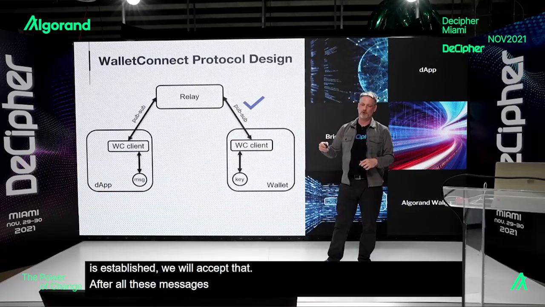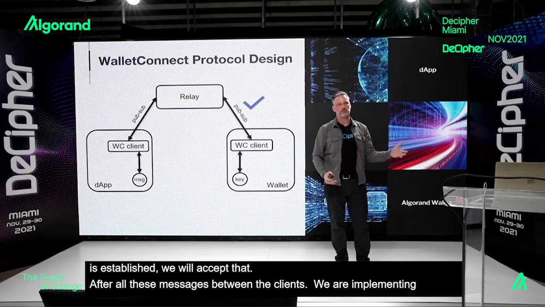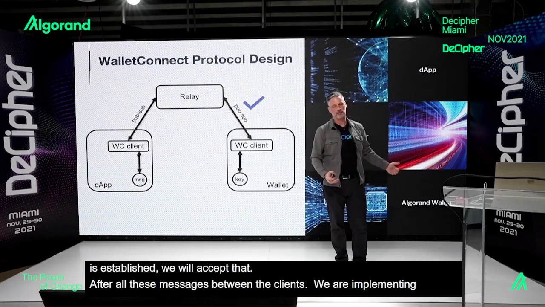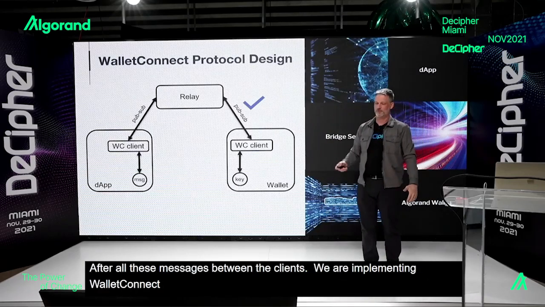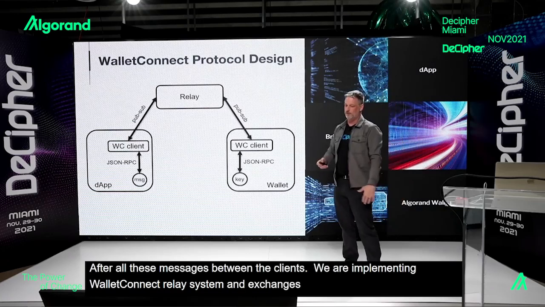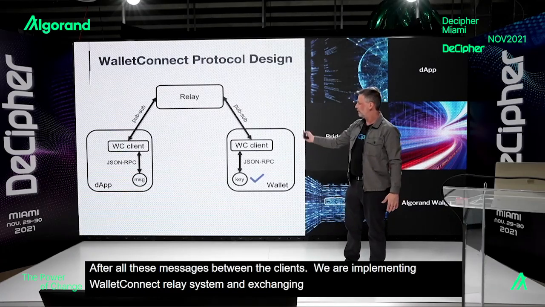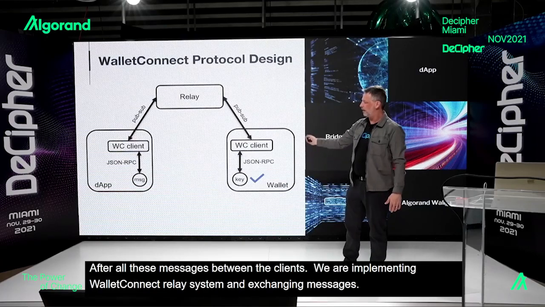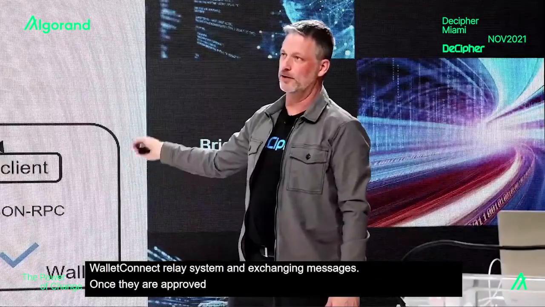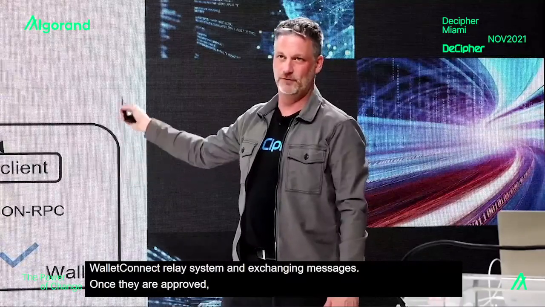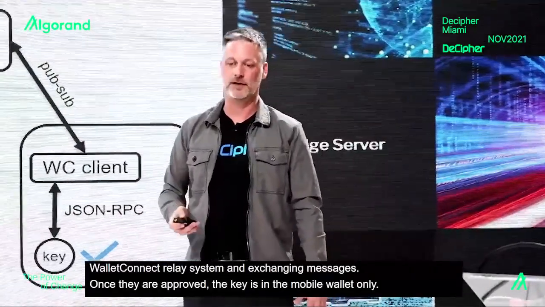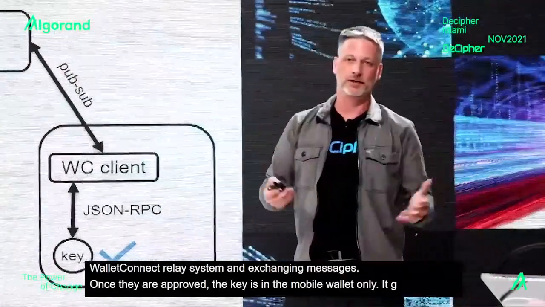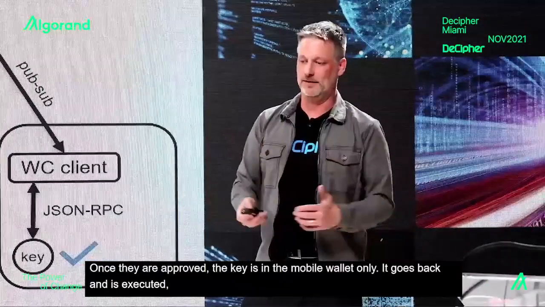So within the Algorand mobile wallet, we are implementing a WalletConnect client that talks to the relay server, and the dApps are doing the same thing, implementing a WalletConnect client that is connecting to the relay server, and they're exchanging messages over those. So the messages are going to go back and forth, and of course, once they are approved, the key is on the mobile wallet only, and when that is used to approve the message, the transaction signing, it goes back and is processed by the dApp and ultimately sent out to the blockchain to be validated that way.